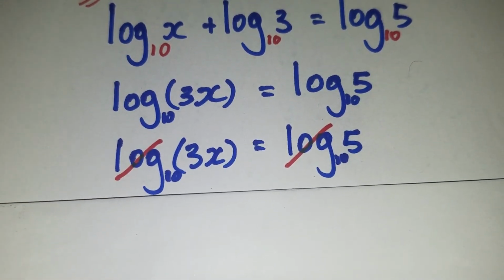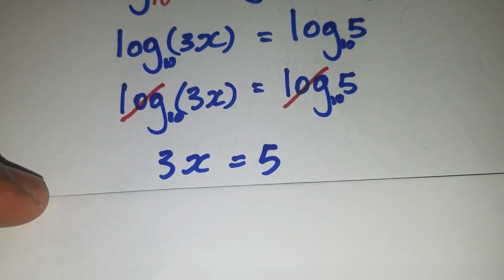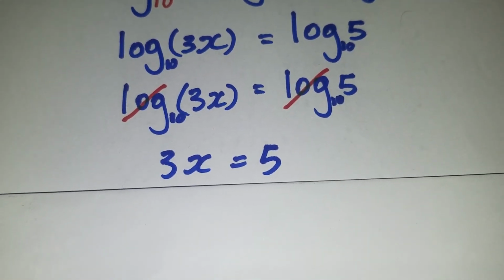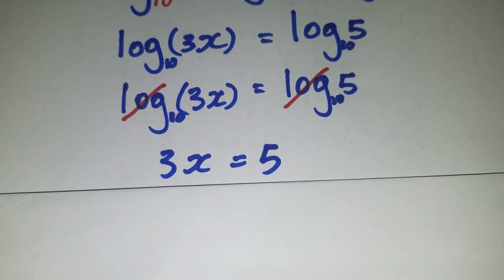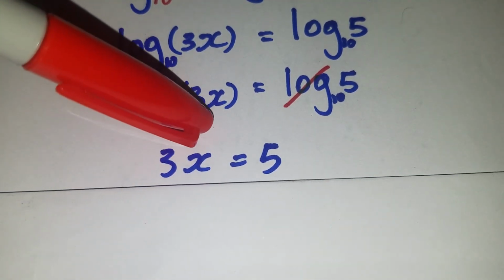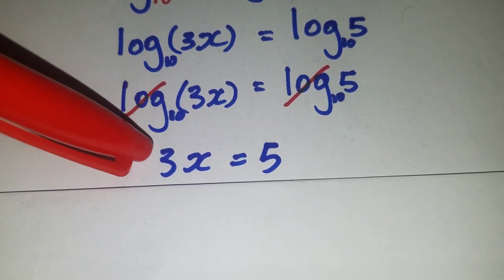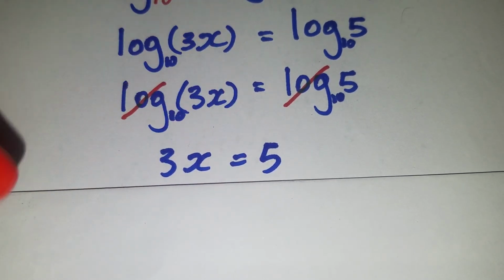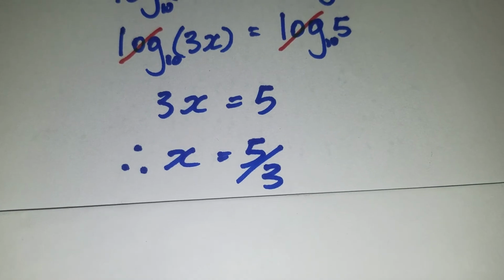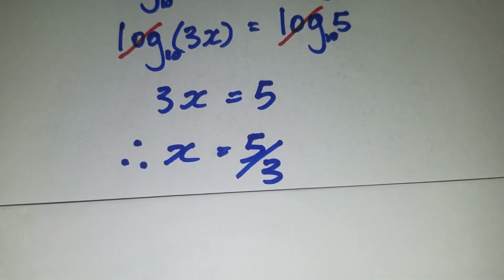And now we're going to be left with a regular equation: 3x is equal to 5. And as stated in our solving balancing equations video, all we have to do is get the x by itself by dividing by 3 and dividing the other side by 3. So therefore, x will be equal to 5 over 3. So let's look at another example.